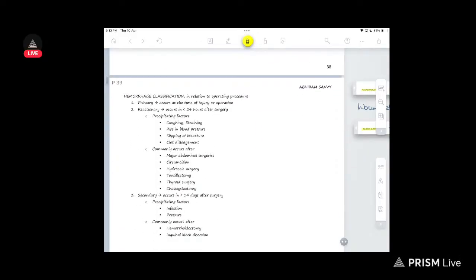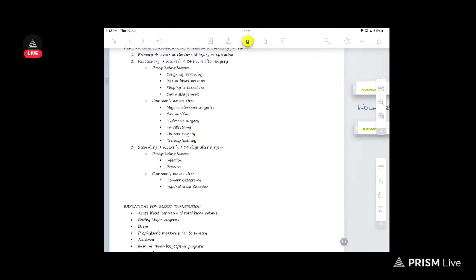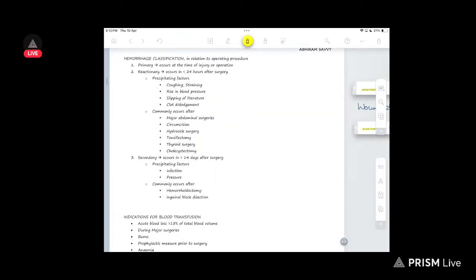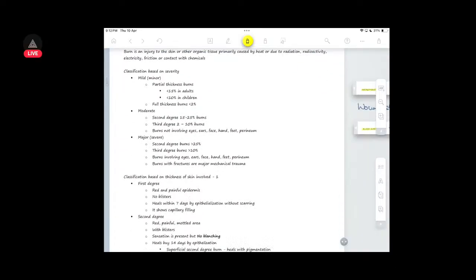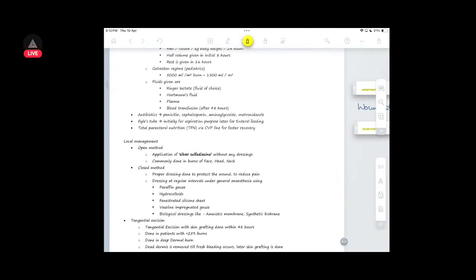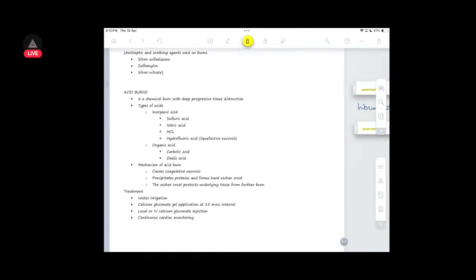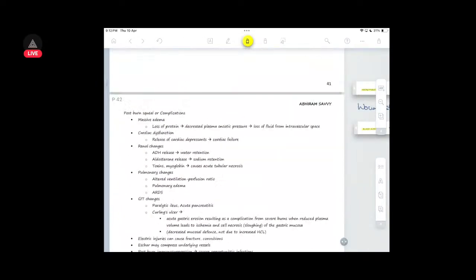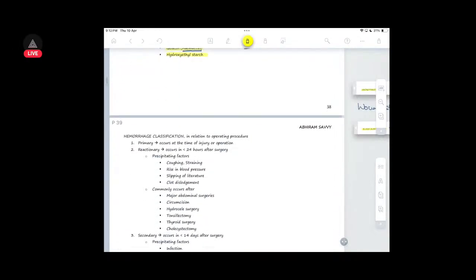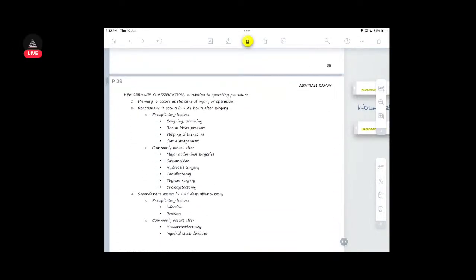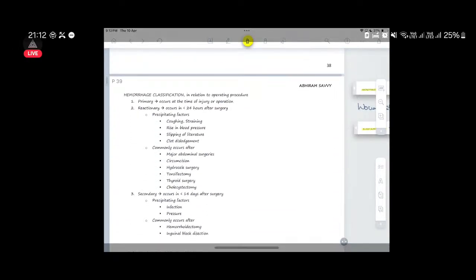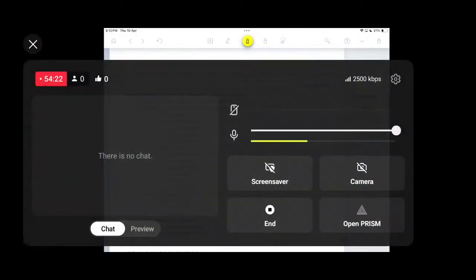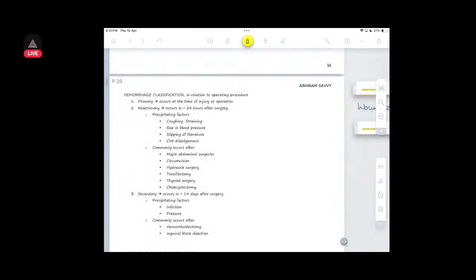Then hemorrhage classification. Have we reached the 1 hour point? Okay, so burns and definitive treatment. And okay, we have reached almost the halfway point. So I'll stop at the halfway point. I'll eat something. Wait. Shit. I shouldn't do that.